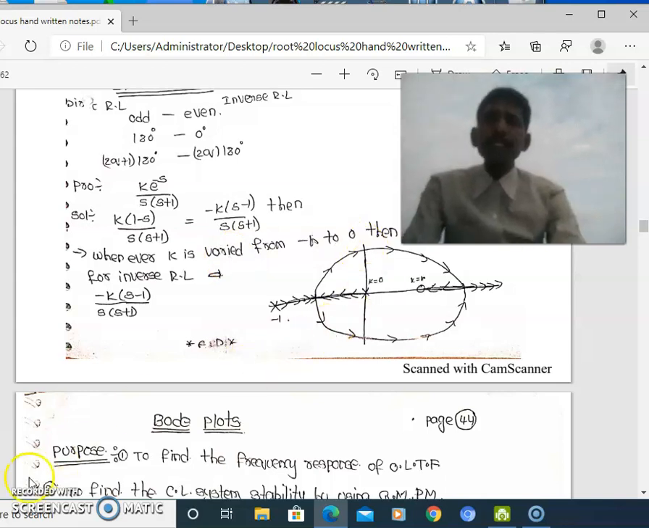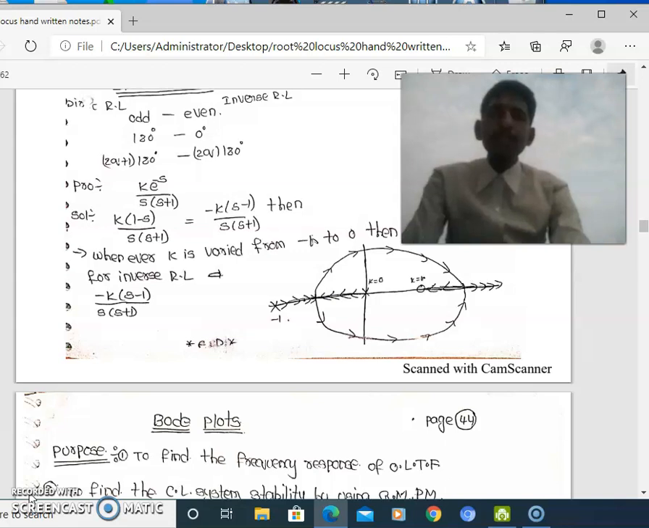The main difference between the direct root locus and inverse root locus is that in the direct root locus, k is varied from 0 to infinity, and in inverse root locus, k is varied from minus infinity to 0. And one more, while finding this, we will consider only odd numbers for the direct root locus, and even numbers for the inverse root locus. Even number means 2q into 180 degrees, and odd number means 2q plus 1 into 180 degrees. This is about the root locus.